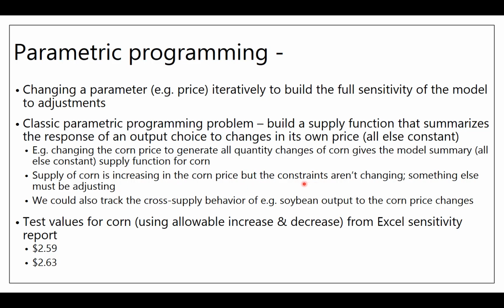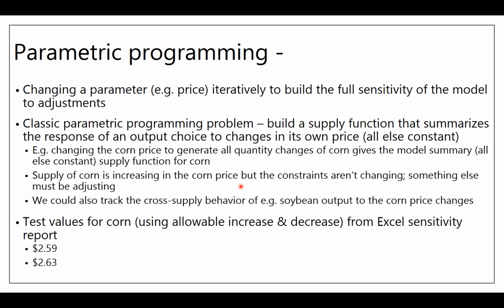The constraints aren't changing. Something else is adjusting, right? And so we could track. Okay. So the supply of corn is increasing with the corn price, but the constraints aren't changing. So we have to have an alternative adjustment that's going on, right?